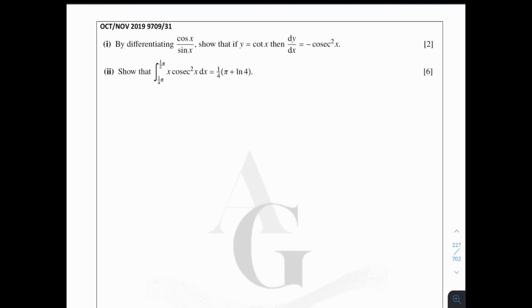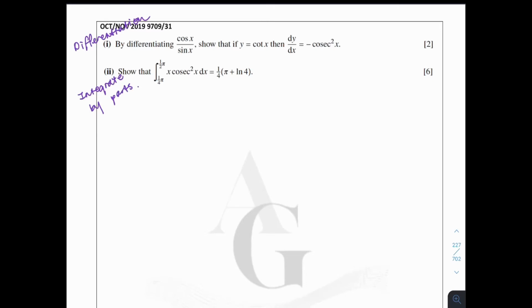So part 1 is about differentiation. As for part 2, you are asked to show that this integration is equal to 1 over 4 bracket pi plus ln 4. So part 2 is integration by parts.